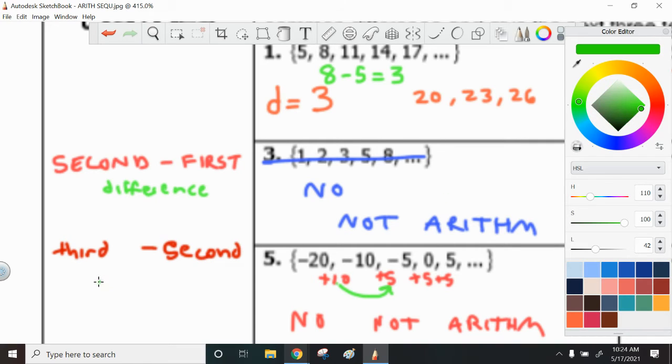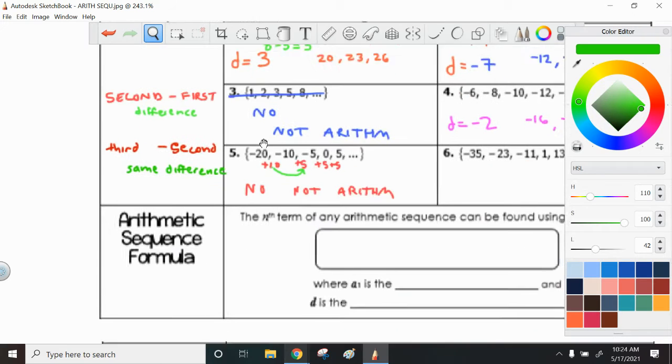And then make sure that we get the same difference. You know what I'm saying? Because if we get two different numbers as the difference between, then our pattern is broken. Our pattern doesn't work. So anyways, you can see here, second minus first gives us positive 10. Third minus second gives us positive 5. Those are not the same. We're in trouble, not an arithmetic sequence.